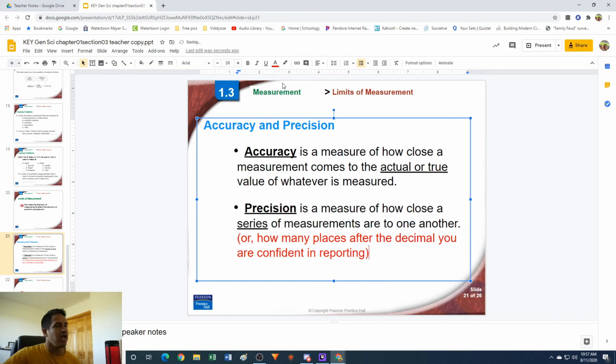Okay, so again, accuracy: how close your measurement is to a number that you're trying to get. Precision is how consistent your measurements are to each other, or how many places after the decimal are you confident in reporting. Okay, that's precision.